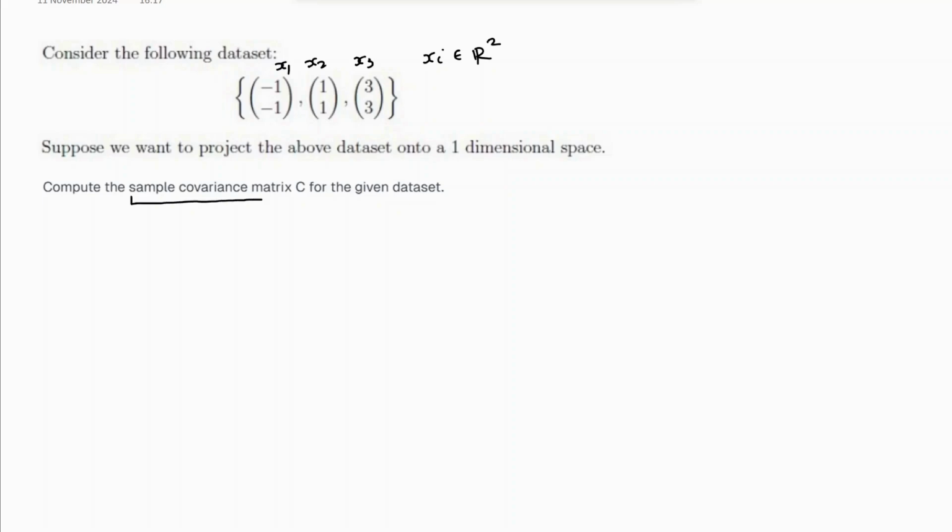So the sample covariance matrix C is given by 1 by n times, which is like the average of Xc Xc transpose, right? Now the question arises, what is Xc? Xc denotes the centered data points. Now what do I mean by centered data points? It means you take every data point and subtract the mean of all the data points from that, right?